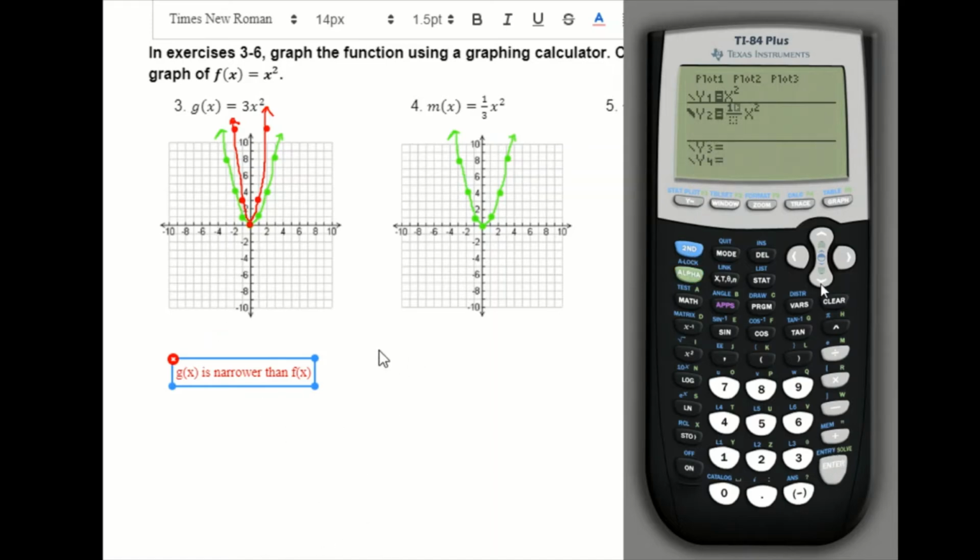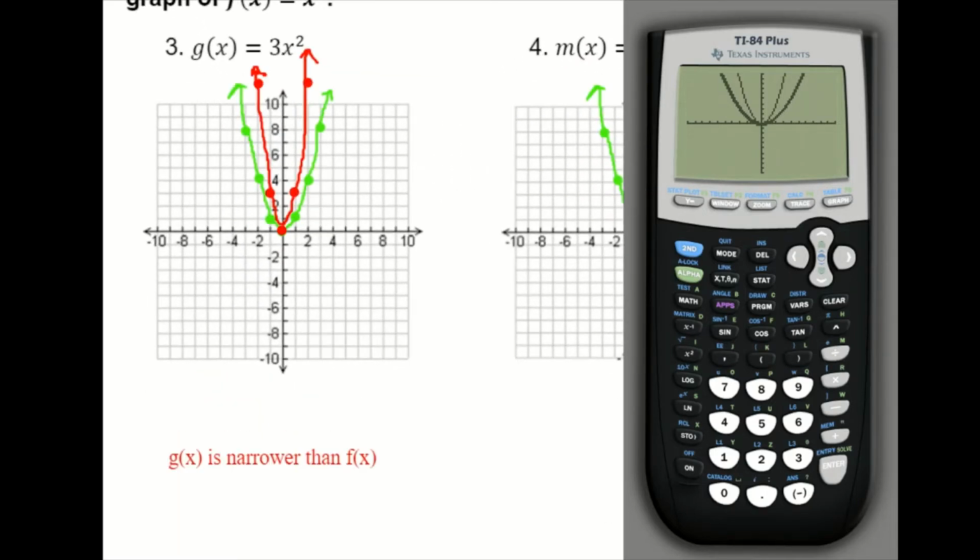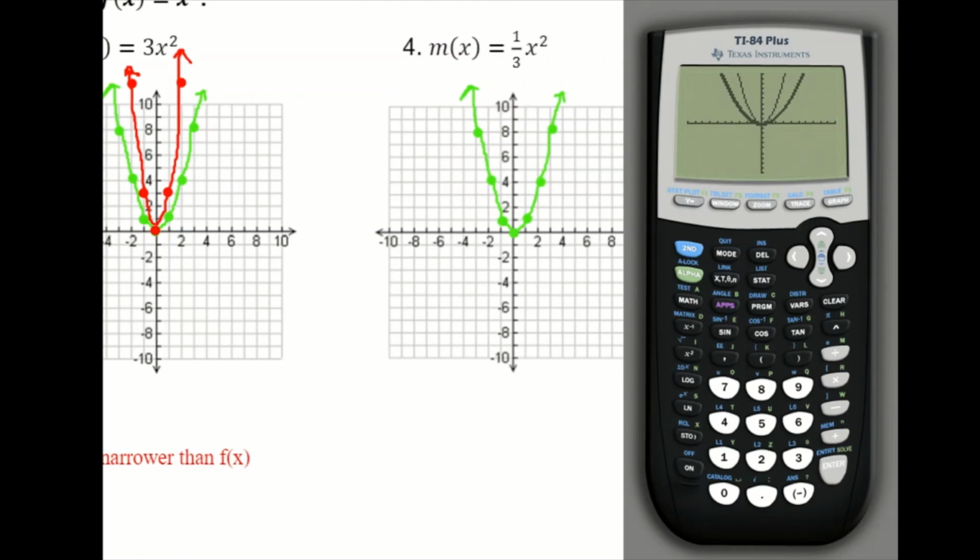So 1/3 x squared, and as we can expect, it should be wider. So there's the parent, and there's the new one. And just as we expected, it should be wider. And that's because all the y values are being multiplied by 1/3. So it stands to reason that would happen. Okay. So I'm going to go ahead and plot this out now.